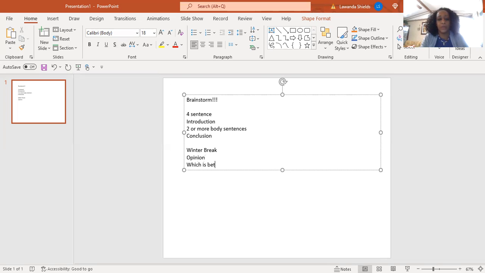Which is better? Christmas or New Year's? So we know what our prompt is. I have identified this prompt. Our prompt is, which is better? So which holiday is better? Is Christmas better or New Year's Day? They're asked to take a stance. So now first you're going to have to make a decision. They need to decide. So let's say we say Christmas.